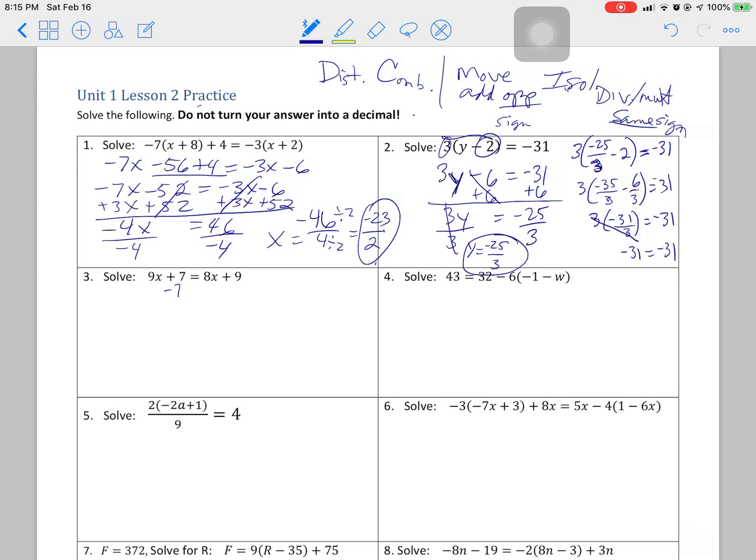I'm going to subtract 7. I'm going to go over here and put that underneath the constant. That's going to get rid of that. And then I'm going to subtract 8x because that's going to get rid of that. I'm going to go over here and put that underneath here. I like to do them vertical. It's up to you whether you want to do them this way. 9x minus 8x is x equals 9 minus 7 is 2.